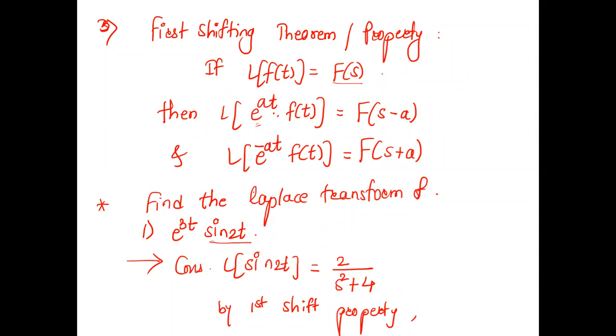Everyone is understanding that if we multiply by e raised to at, wherever there is s, not only a single one, all s will be replaced by s minus a. So in this case it will be replaced by s minus 3. So wherever there is s, s will be replaced by s minus 3 squared, 4 as it is, all things as it is.